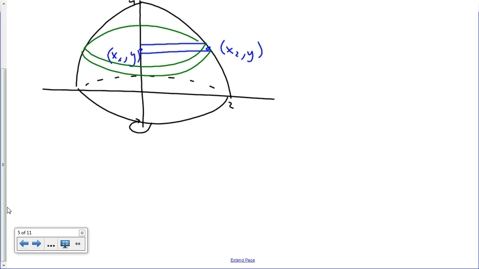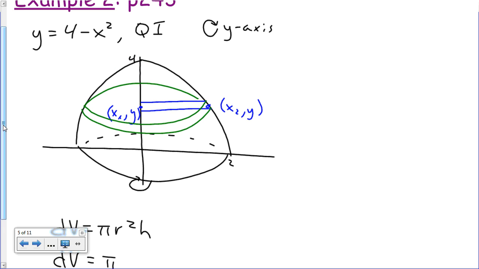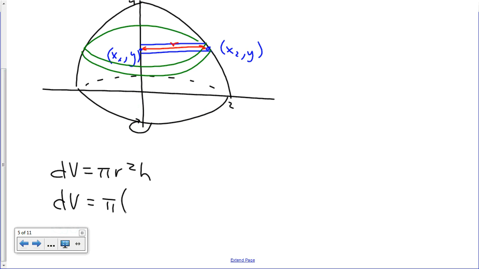So again, start out with our formula for the volume of that disc we've got there. Volume is pi times the radius squared times the height. So dV is equal to, replace r with what it is. R is, again, this distance right here. When I measure this distance right here, that's r. So in that case, it's a difference in my x values. So it's going to be x2 minus x1.